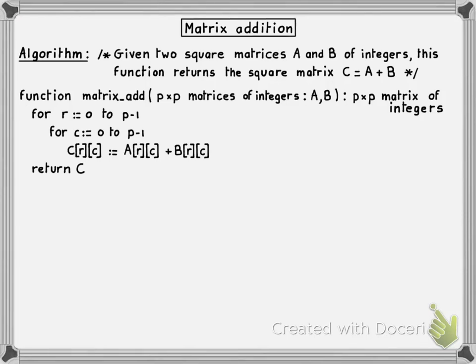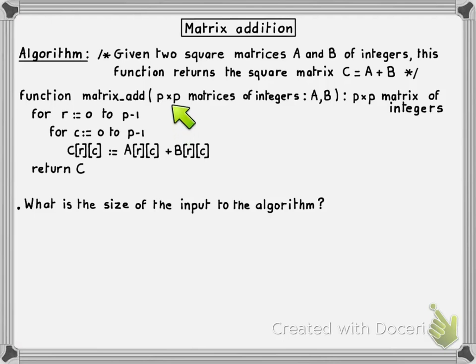Now let's start the analysis of the time complexity of this algorithm. As always, we must define the size of the input to the algorithm. Well, this algorithm takes two matrices, but these two matrices have the same size, which is defined as p by p. So we only need one number to determine the size of the matrices, since the matrices have the same size. And for each matrix, since they have the same number of rows and columns, we also need just one number to determine the size of a square matrix.